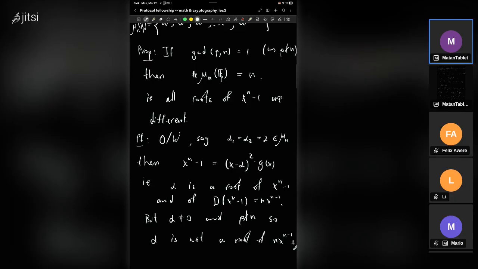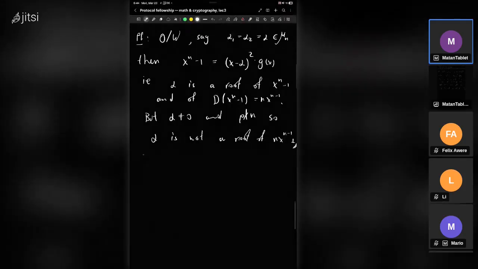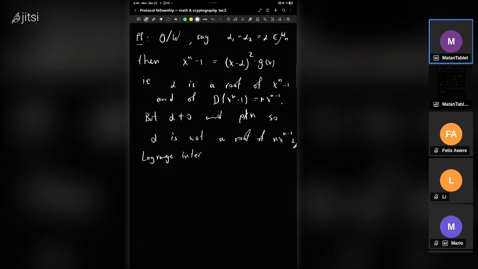Now, I have one more piece of technology that we need in order to do this fast Fourier transform. And this is called Lagrange interpolation. Okay, so what is this Lagrange interpolation business?